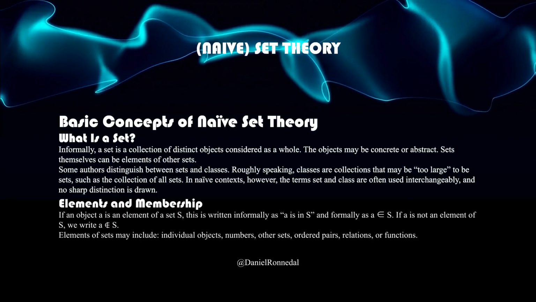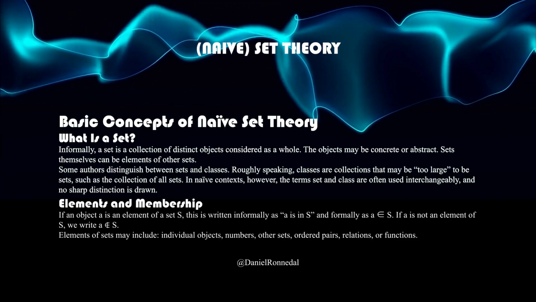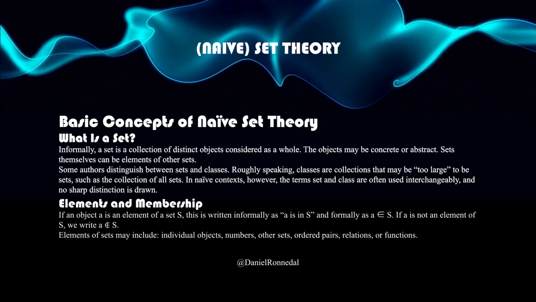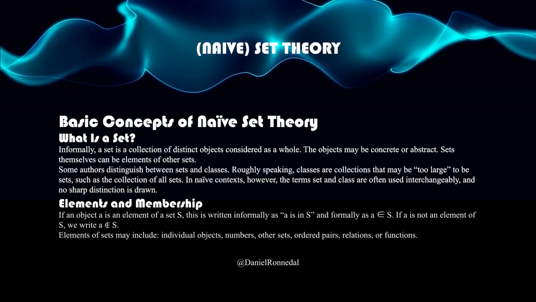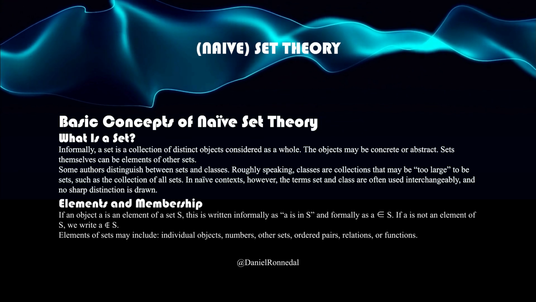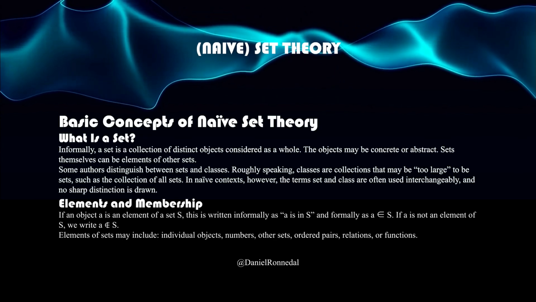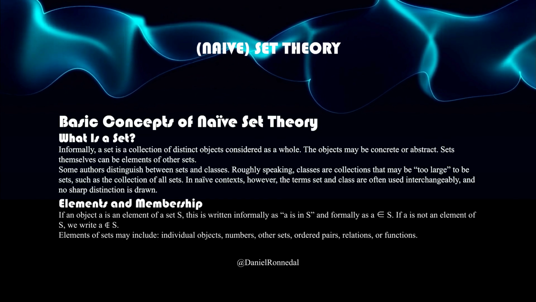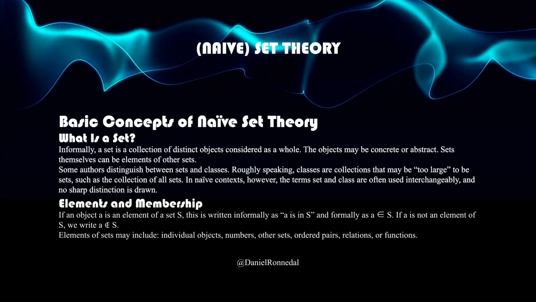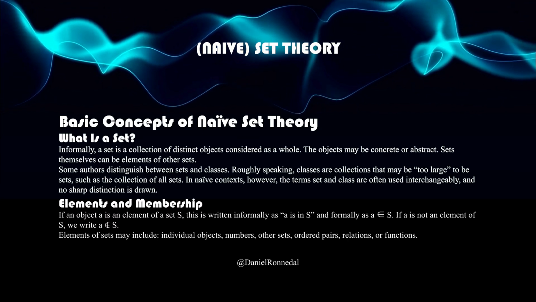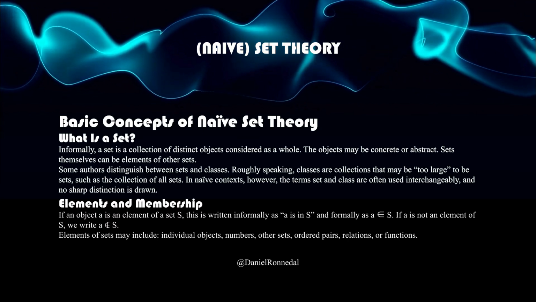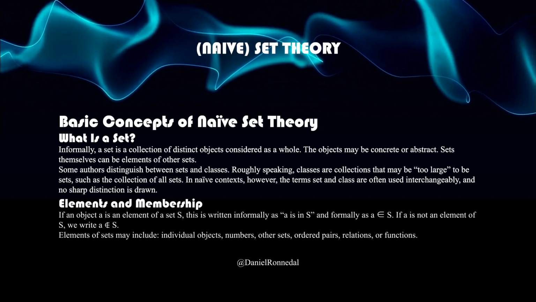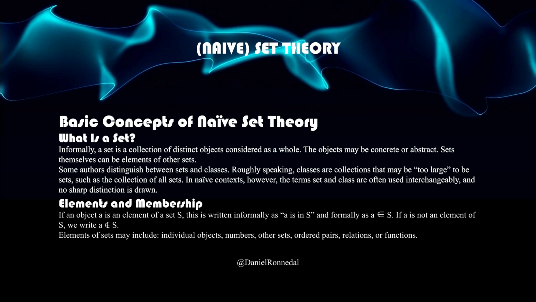Informally, a set is a collection of distinct objects considered as a whole. The objects may be concrete or abstract. Sets themselves can be elements of other sets. Some authors distinguish between sets and classes. Roughly speaking, classes are collections that may be too large to be sets, such as the collection of all sets. In naive contexts, however, the terms set and class are often used interchangeably and no sharp distinction is drawn.